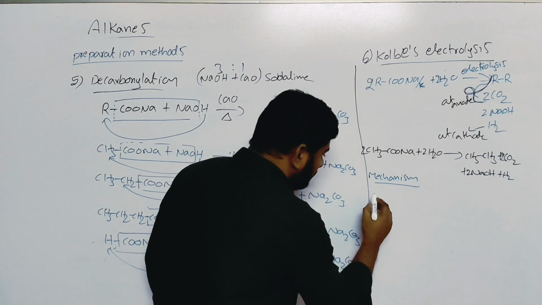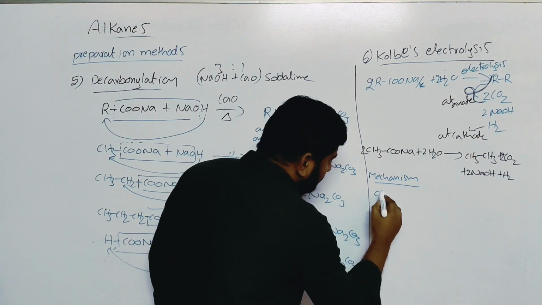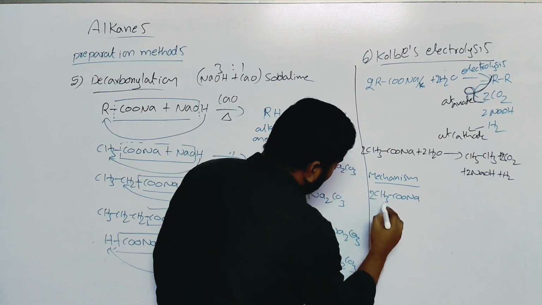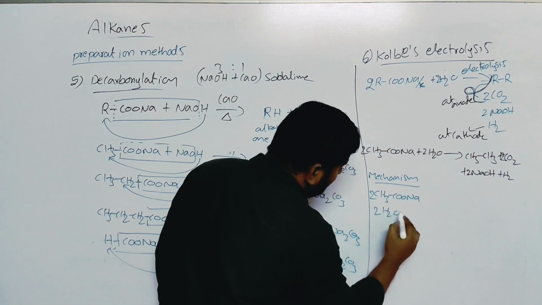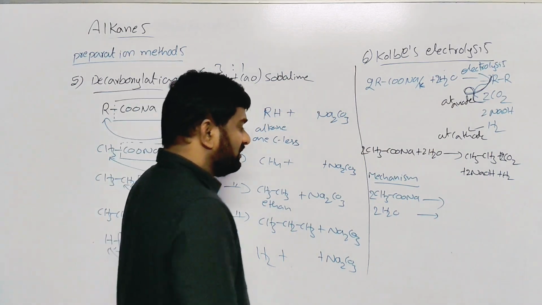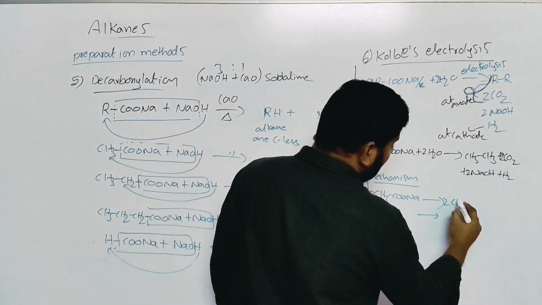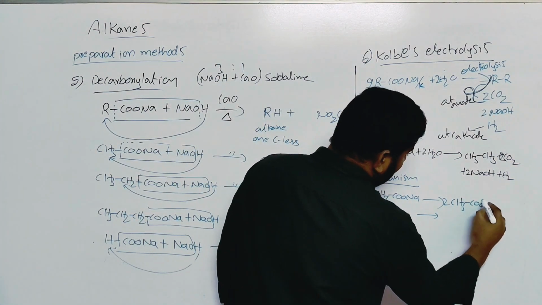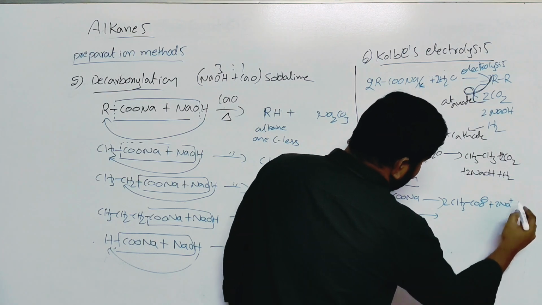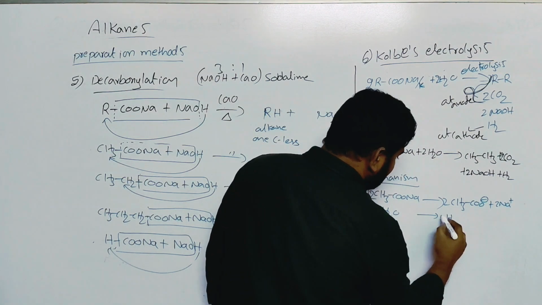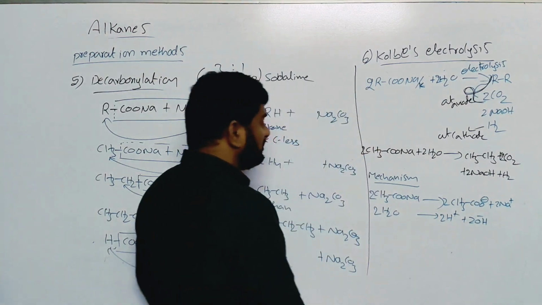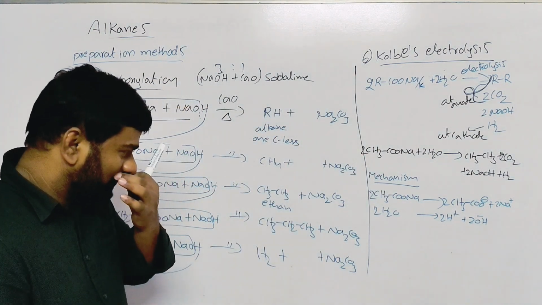Mechanism. In the solution, two species are present: the salt CH3COONa and water. Both dissociate. They give 2 moles of acetate ions plus 2 moles of Na+ ions, and 2 H+ ions and 2 OH- ions. In this way H+ ions and OH- ions will come.